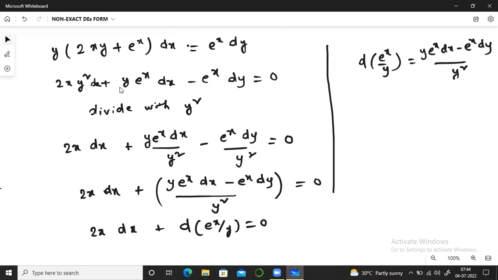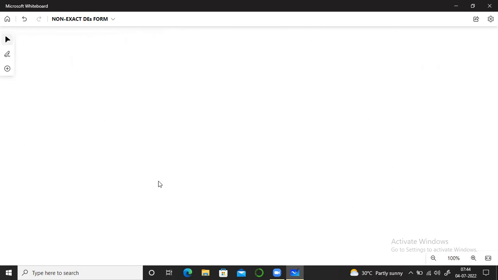See, now the equation I got is simple: 2x dx plus differentiation of e to the power x over y is equal to 0. Now see, it is almost variable separable. It means there are two types of terms: dx is one type of term, and d of e power x over y is another type of term. You can apply integration directly, because the differentiation terms will go away.